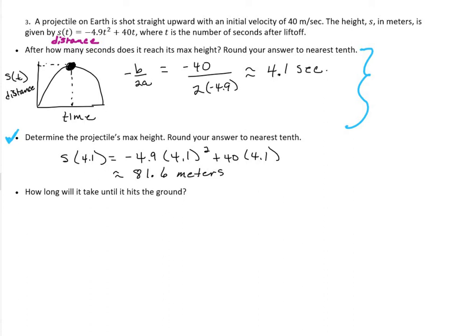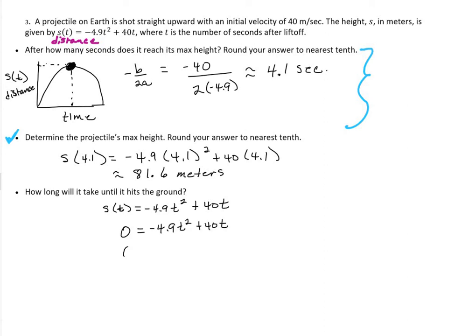Okay, last part. How long will it take until it hits the ground? Let's write down our function again. Okay, remember this s of t is the height of the object. So if I want to know when it hits the ground, that means the height of the object is 0. So 0 equals negative 4.9 t squared plus 40t.